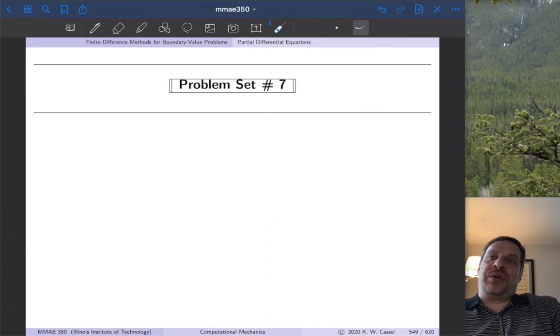Okay, so you can now do problem set number 7. Problem set number 7 is all based on finite differences and boundary value problems, and that'll be the last problem set for the semester.